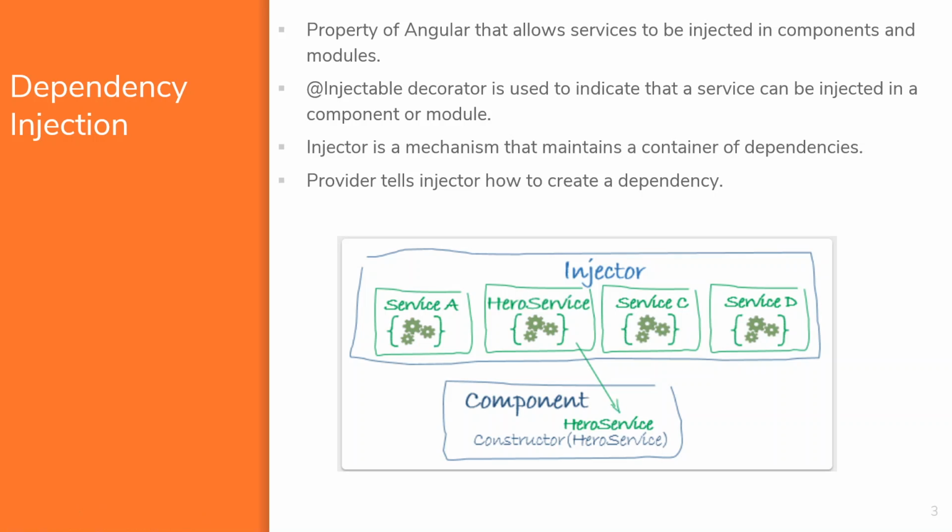Provider tells the injector how to create a dependency. I've been saying we can inject a service as a dependency inside a component or a module, but I didn't say what we have to add to make a service a dependency. Provider is the keyword that you will add in the metadata of a module if you want to add a service at the module level, or in the component metadata if you want to add it at the component level. All you have to add is a providers property.